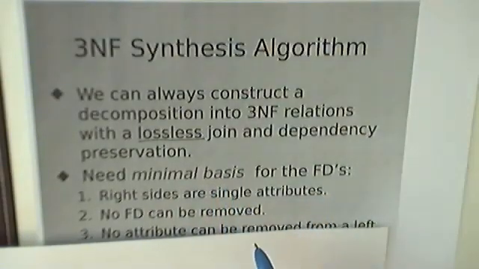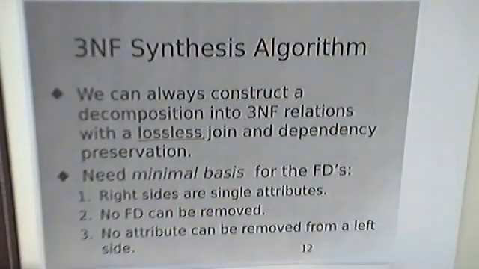We're going to need to be able to compute those minimal bases for this synthesis algorithm. Okay, so the basic steps, just to start off, is the right-hand sides are single attributes. So we're going to convert all of the functional dependencies into, I don't want to say normal form. I don't want to say that. We want to put them into a form, however, where they have single attributes on the right-hand sides. And then once we do that, we're going to make sure that no functional dependencies are redundant. By doing that, we'll construct our minimal basis.